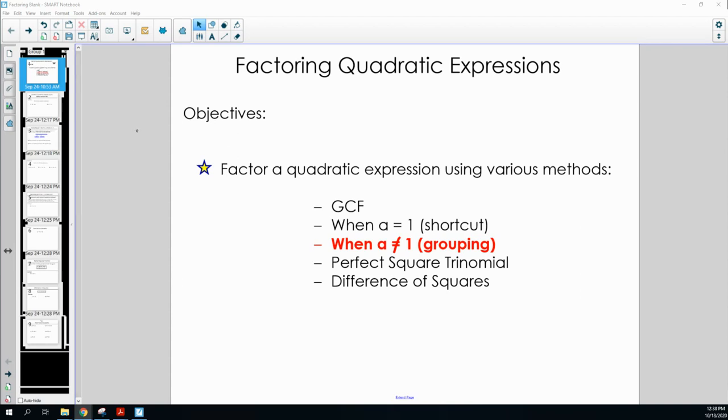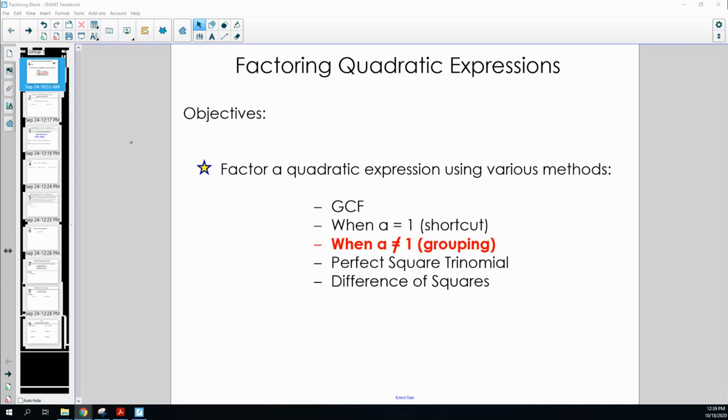So the first one we're going to look at is the GCF, which is our greatest common factor. We're also going to look at when a is equal to 1, which is kind of like using a shortcut. We're going to look at when a is not equal to 1, in which we're going to be using grouping. We're going to look at two very specific cases, which is the perfect square trinomial and the difference of squares.